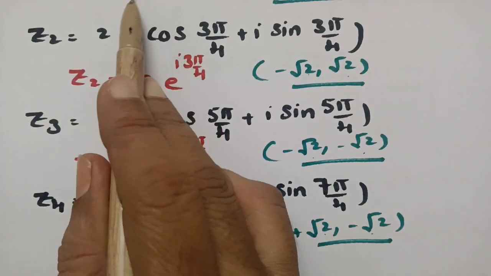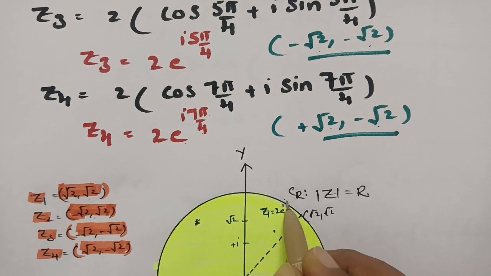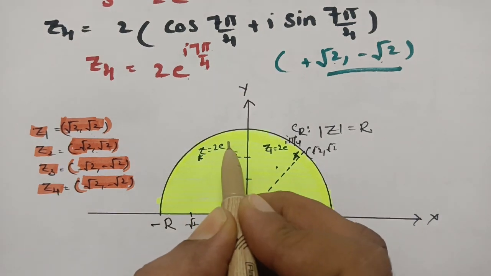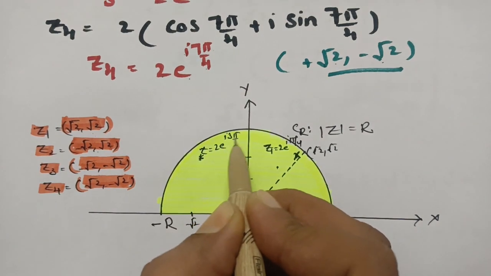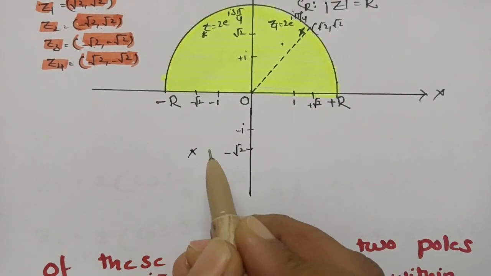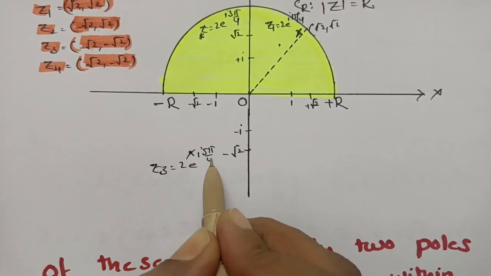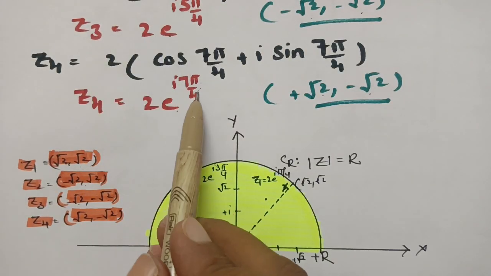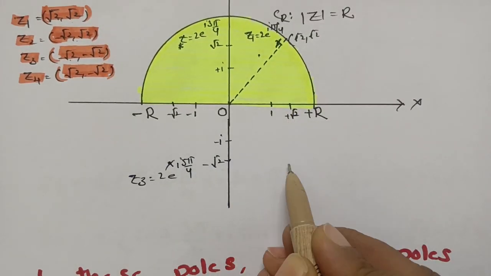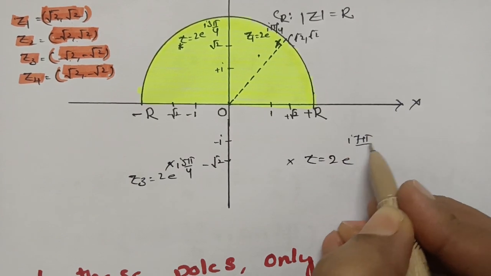The first one, Z1, is equal to 2 times e^(i pi by 4), and this value Z2 is equal to 2 times e^(i 3 pi by 4). And here if you see minus root 2, this is minus root 2. Z3 here is 2 times e^(i 5 pi by 4). And the next one, this is root 2 and minus root 2. Here the Z value is 2 times e^(i 7 pi by 4).